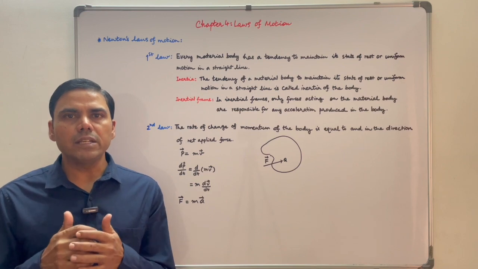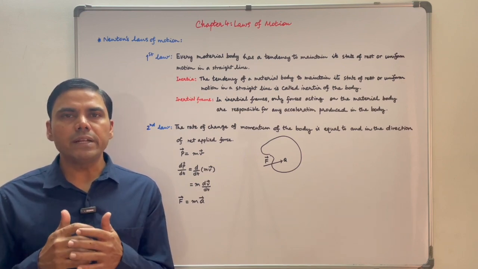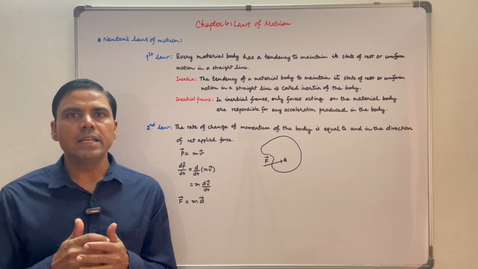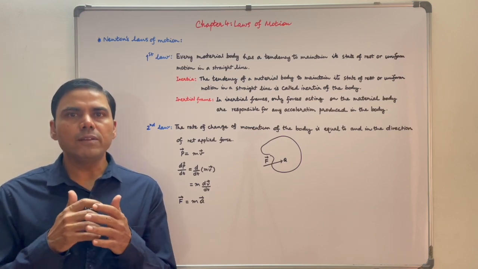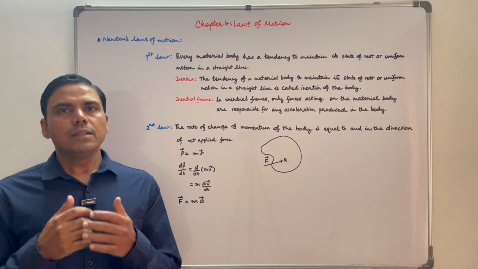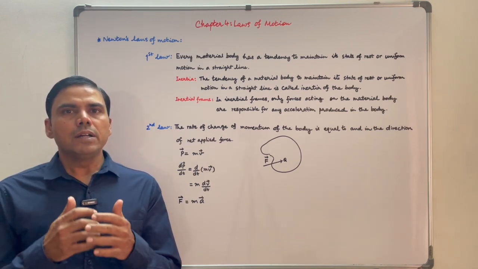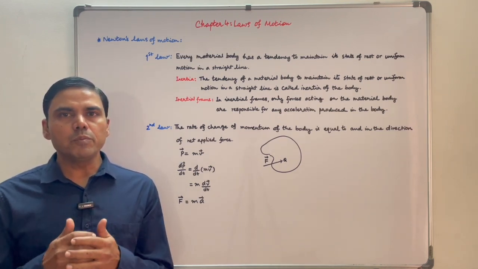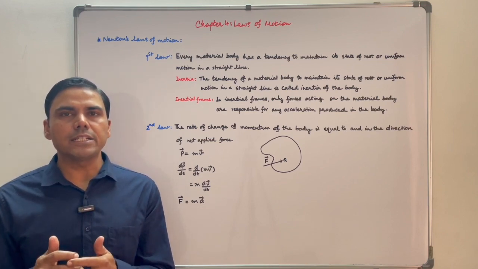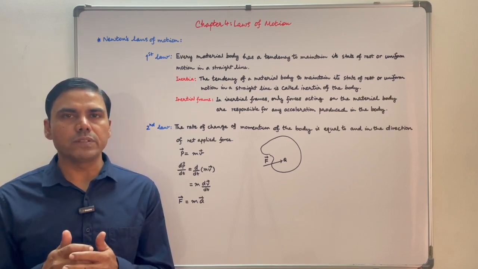Inertia is the tendency of a material body to maintain its state of rest or uniform motion in a straight line. In inertial frames, only the forces acting on a material body are responsible for any acceleration caused in it. Second law: as per this law, the rate of change of linear momentum of a material body is equal to and in the direction of net applied force.